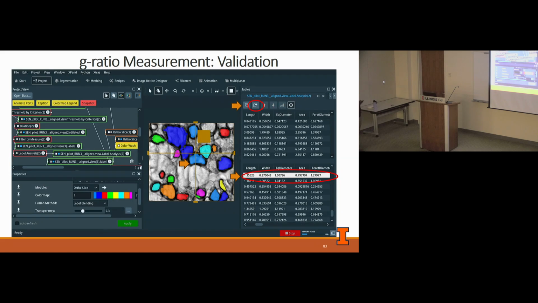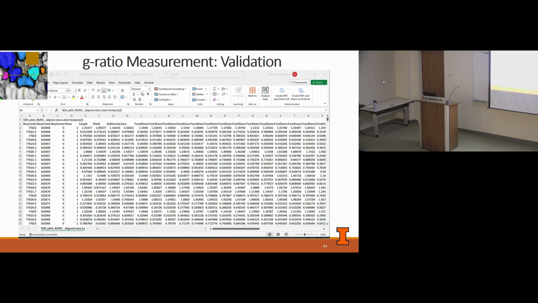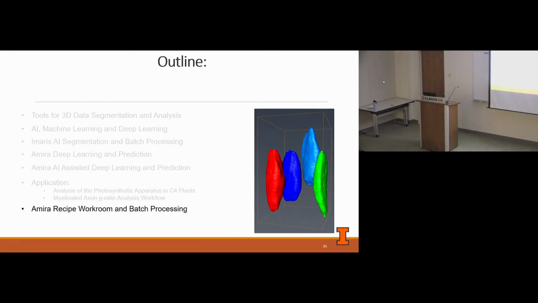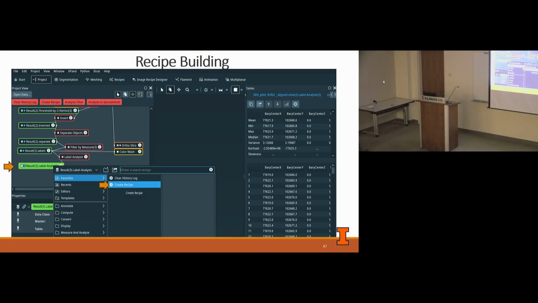And so I have the measurement for the inner, which is the axon, as well as the outer one. And then I export this into Excel, and then I do my G ratio measurements. And so I can then validate the data and make sure that the numbers that I'm getting make sense. So once I'm done with that, now I want to create a recipe for batch. And so within the next 3 minutes, I will touch on that and I will conclude. I know I'm going a little bit behind time.